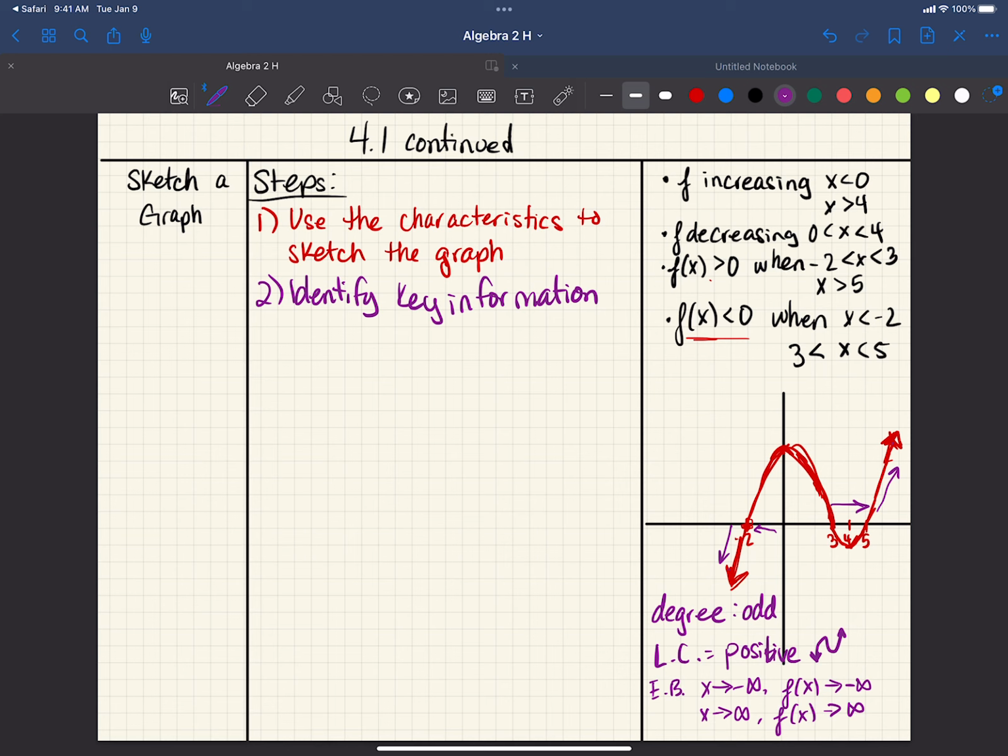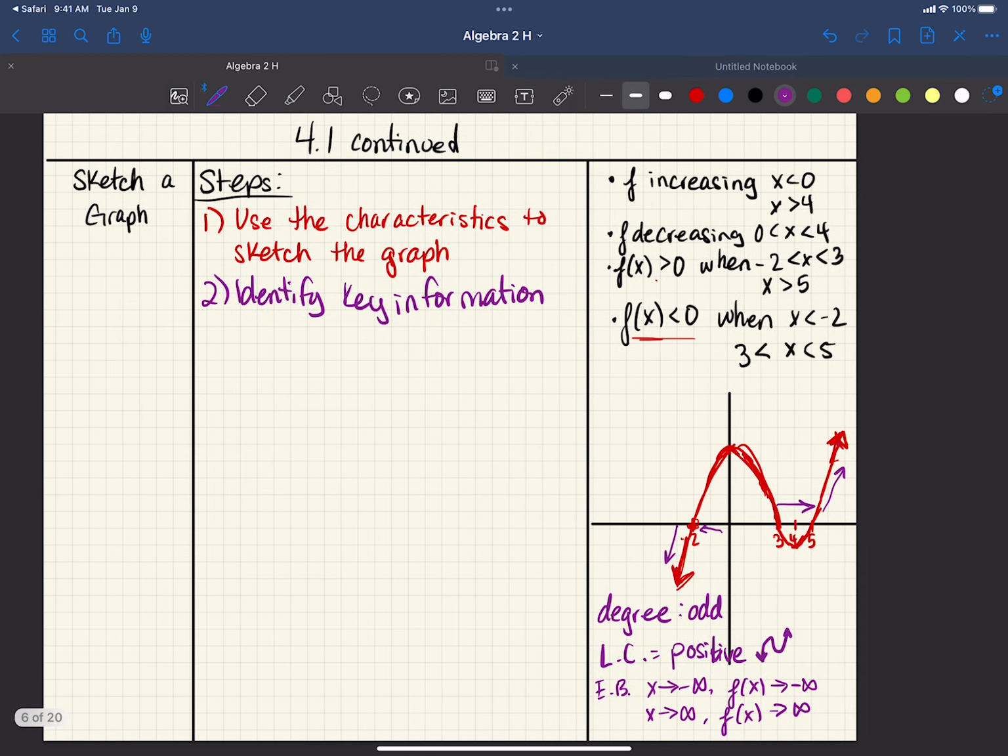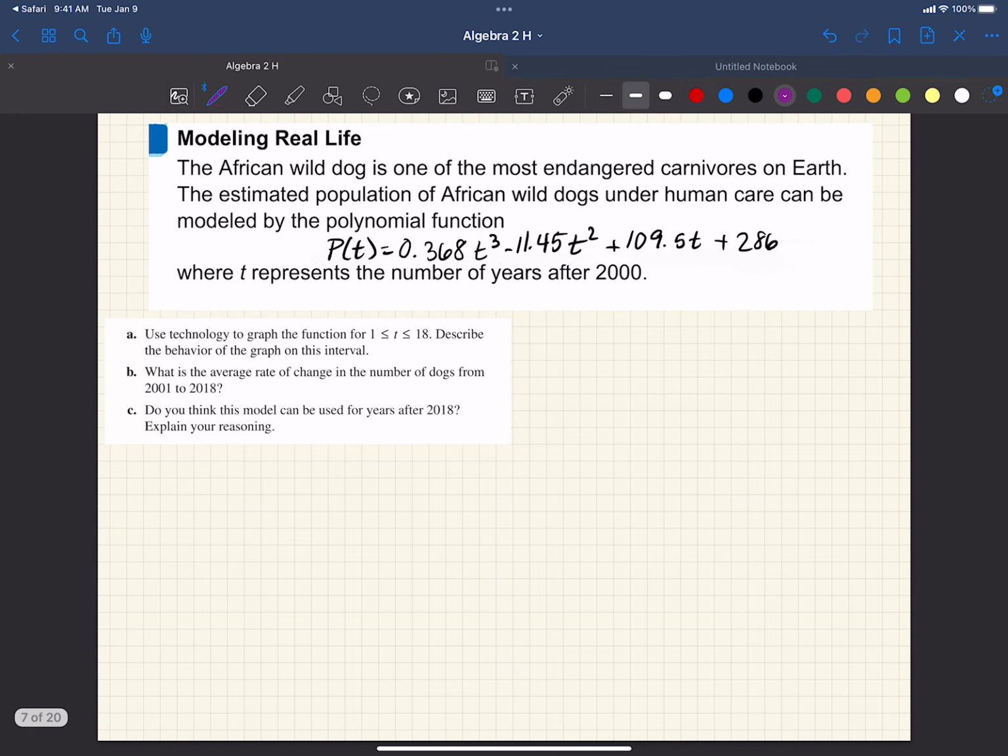Okay, so sketching is a very abstract idea. We will be practicing that. I'm sure I will have a lot of questions about that. But now moving on to the word problem.